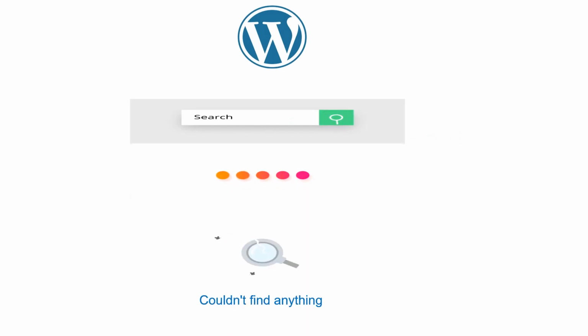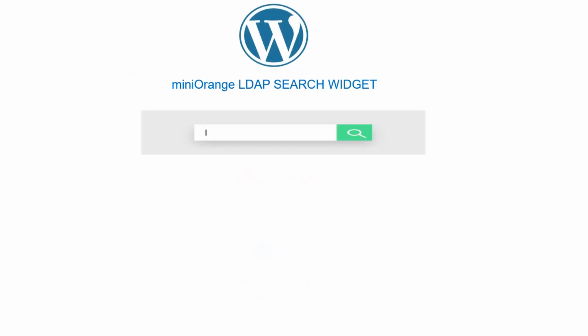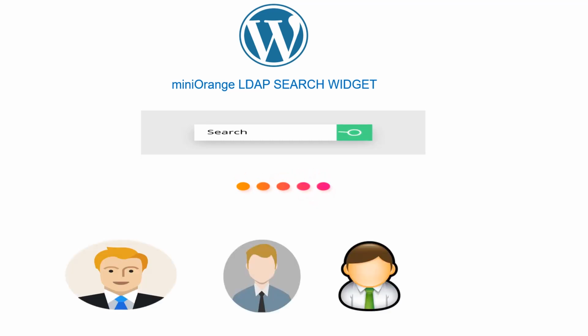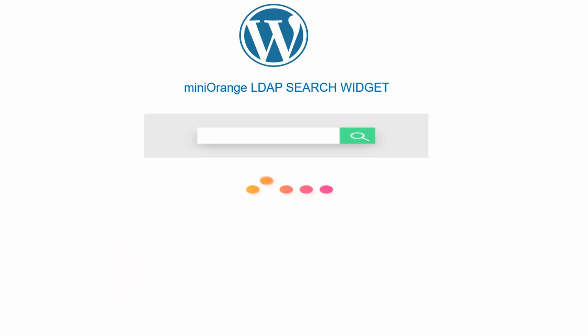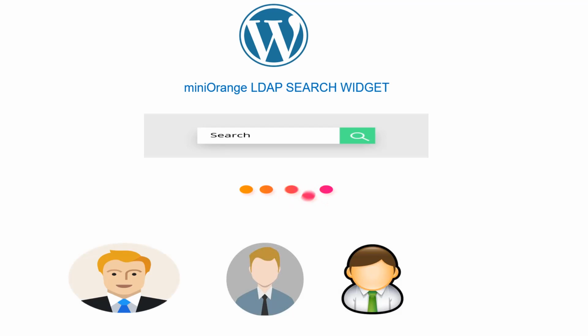Couldn't find anything? Stop your search. Mini Ranch is there for your help. We provide a staff search widget to easily search and display your staff details on a WordPress page. This video shows how you can configure and use our staff search widget add-on.